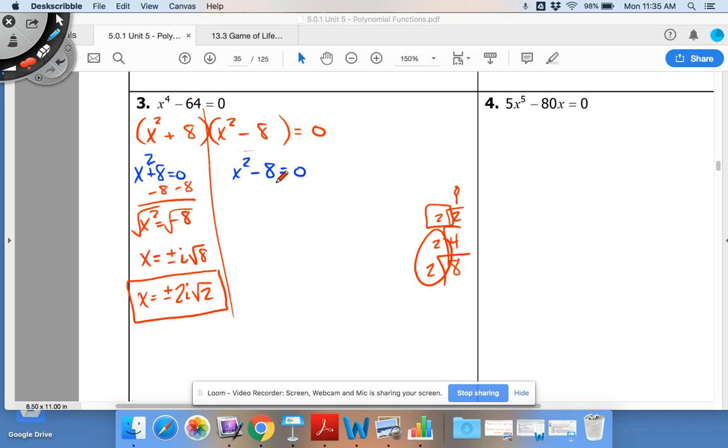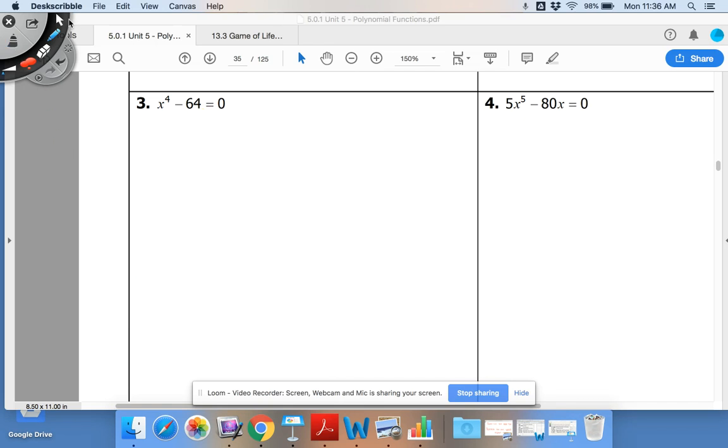So this one's going to be similar. I'm going to add 8 to the other side and then square root both sides. So it would end up being plus or minus 2 square root of 2. So the only difference is there's no i because there was not a negative underneath the radical.